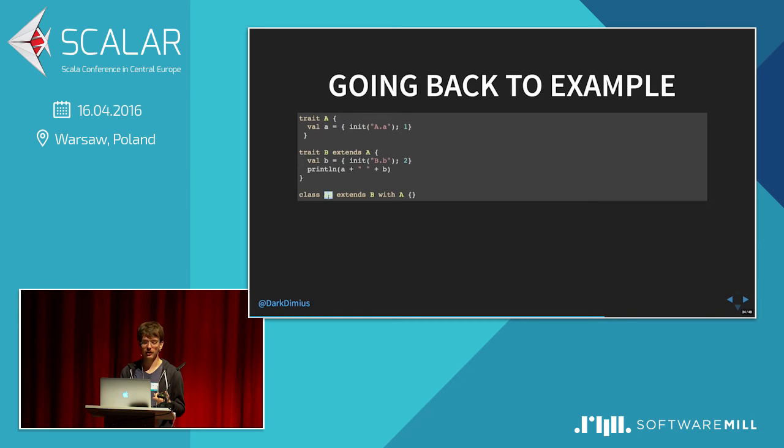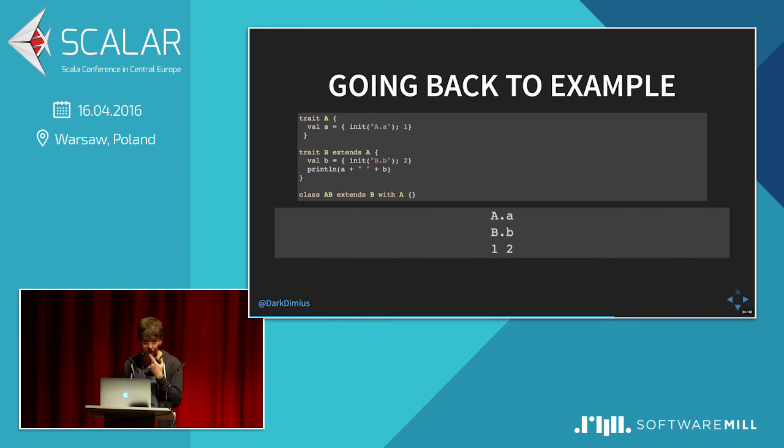So what AB does is it first calls the trait initializer of A, which calls the trait setter of A, and then the control is returned to the constructor of AB. Then AB calls the trait initializer of B, which sets the field B. And as expected, by the time println is executed, all the fields are set. Now we get to the tricky examples.